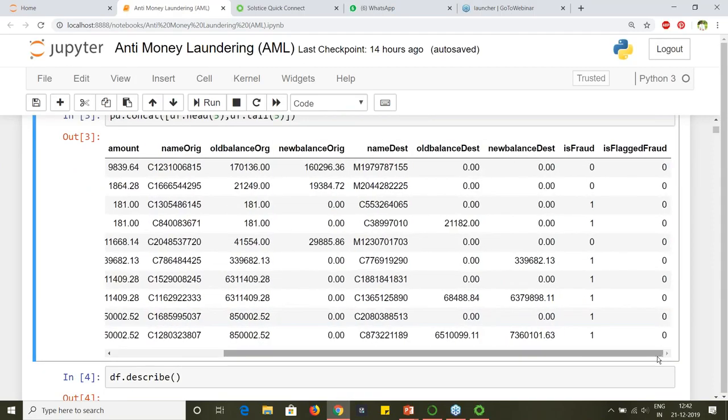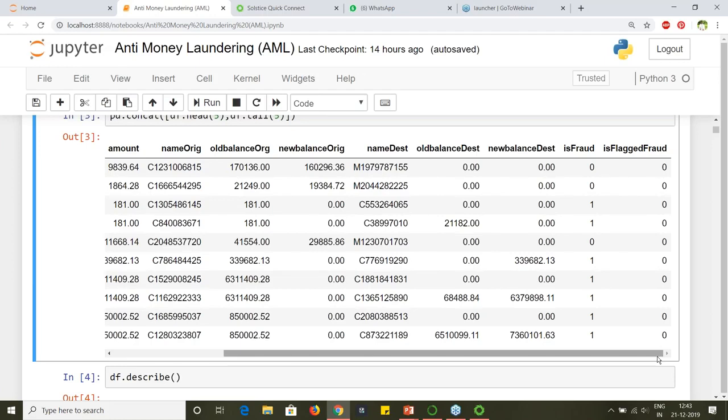Step is an hour, 1 hour. This data is for 1 month. So each step is a particular hour of a day. So totally there are around 700 steps. Sorry, this is for 1 month. Yeah, 1 month.